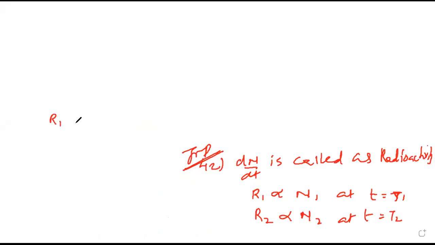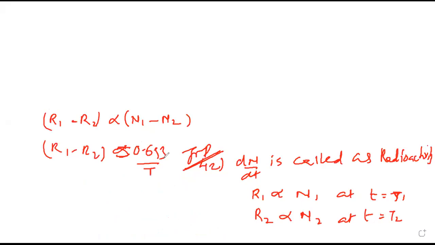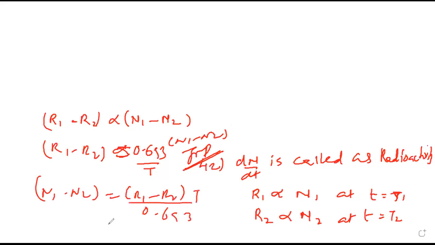So you can say R1 minus R2 will be proportional to N1 minus N2. R1 minus R2 is equal to 0.693 upon capital T into the number of atoms disintegrated, which is this difference. N1 minus N2 is R1 minus R2 into T upon 0.693, which you can write as proportional to R1 minus R2 into T. The number of atoms disintegrating is R1 minus R2 into T, option T.